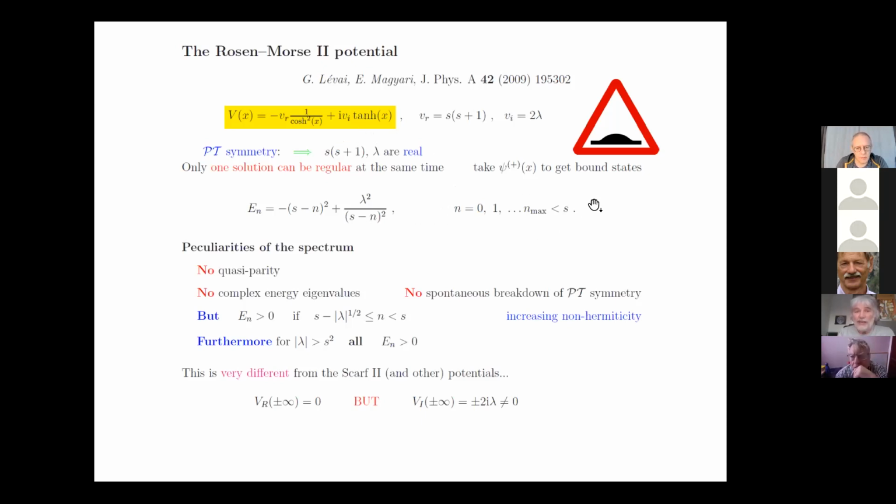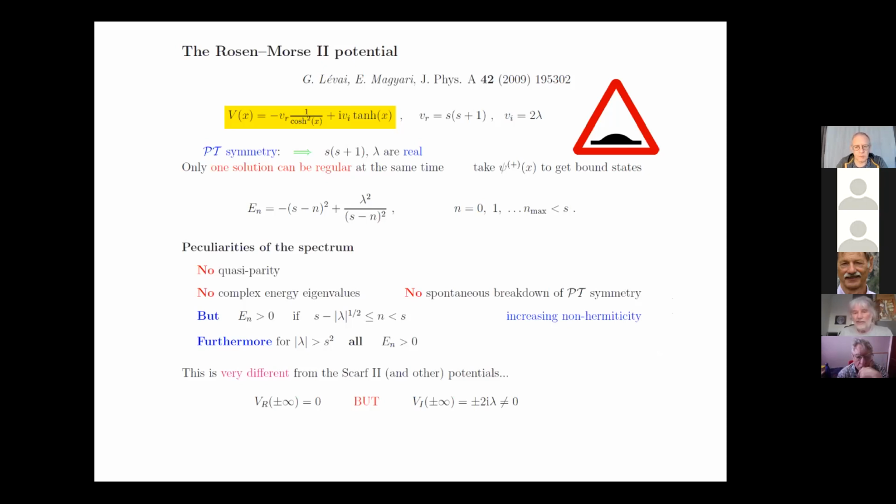This parameter S here limits the number of bound, normalizable states. But there are interesting differences with respect to the SCARF2. There is no quasi-parity. There is no doubling of the energy levels. So there are no complex energy eigenvalues, no spontaneous breakdown of PT symmetry. But what happens then if you increase non-hermiticity?